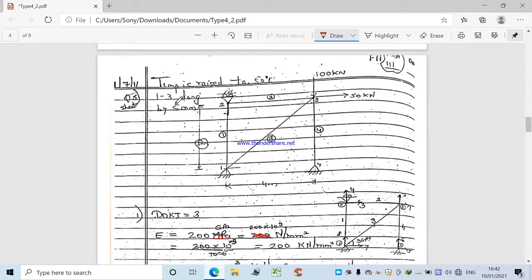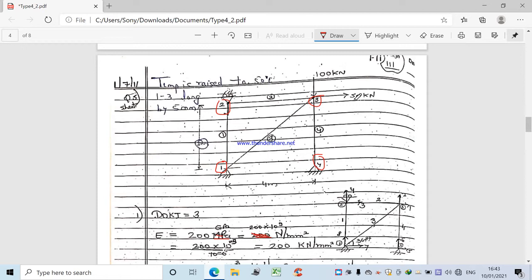Along with that, member 1-3 is also subjected to the lack of fit effect, that is, the member is too long by 5 mm. Here, instead of naming the joints ABCD, the joints are given as 1, 2, 3, and 4. This is the notation of the joints instead of ABCD. So we have to see this point very carefully.